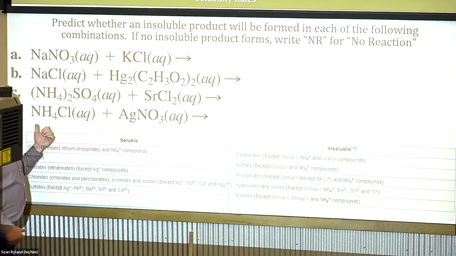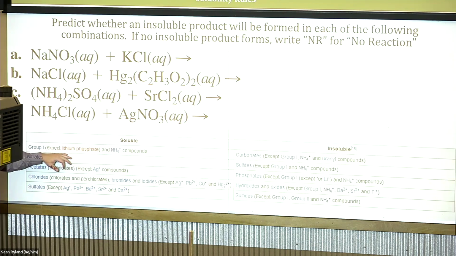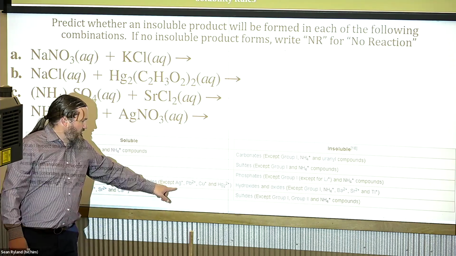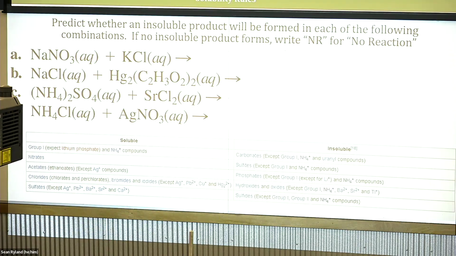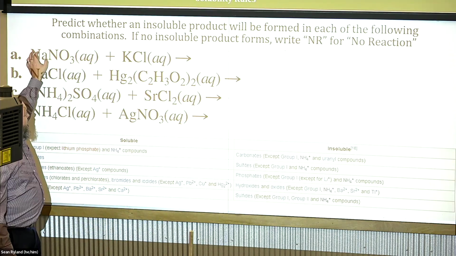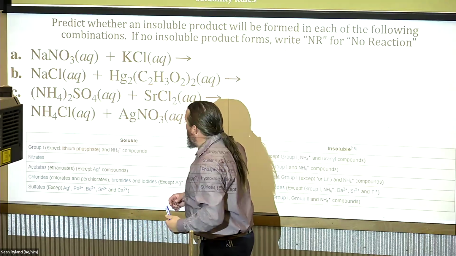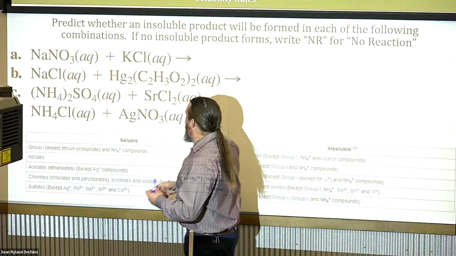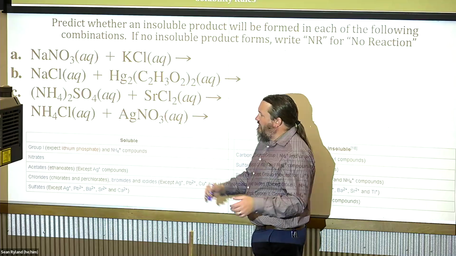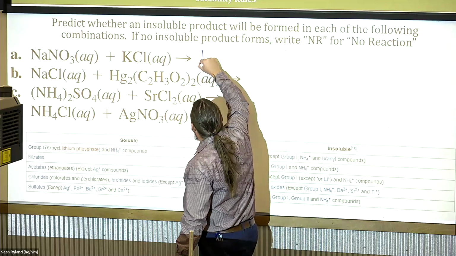Potassium chloride, well, potassium's also in group 1. So we know the potassium is going to stay soluble and doesn't have any exceptions. And then chloride, just to double check, chlorides are soluble except for silver chloride, lead 2 chloride, copper 1 chloride, and mercury 1 chloride. So since we don't have any of those exceptions here, when we switch this combination, okay, well, if sodium nitrate is soluble, let's try potassium nitrate, see if that's soluble. And we come down here and we say, yeah, potassium nitrate is also going to be soluble.